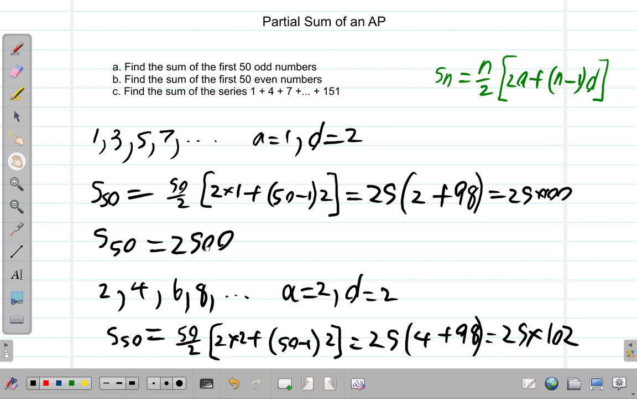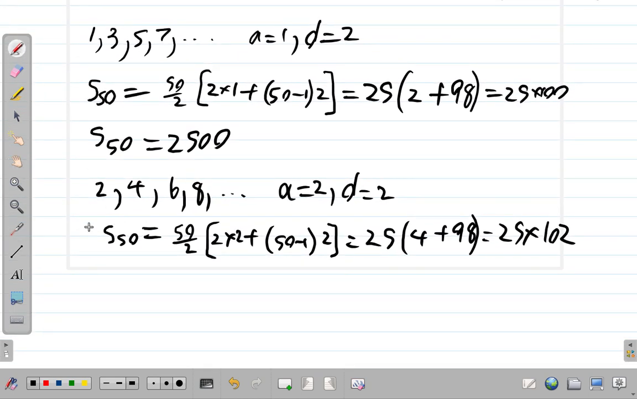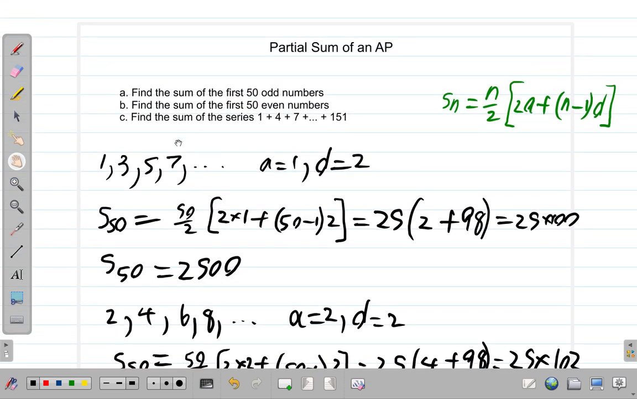So we continue down here. The sum of the first 50 even numbers is going to be 25 multiplied by 102, which will give you 2550. Alright? So that's what you have. Now, let's go back up. We have this one to do.